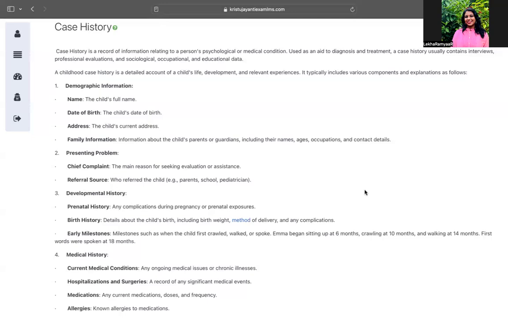Secondly, comes the presenting problem. Presenting problem means what exactly the child's informant is here for. Why are they seeking help? What is the complaint? The chief complaint talks about the major or main issue that they are facing currently. So we will be asking the informant about the reason they are seeking help, and also the referral source, as to who sent them to the psychologist, whether it's a school teacher or a psychiatrist, it can be anybody.